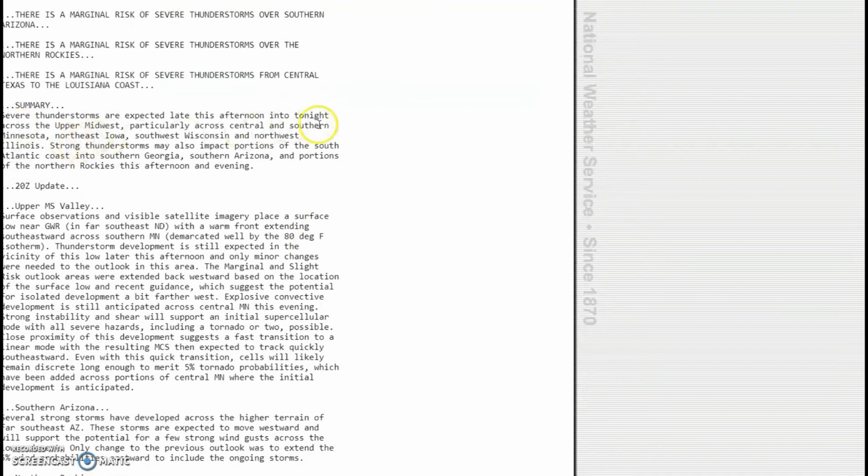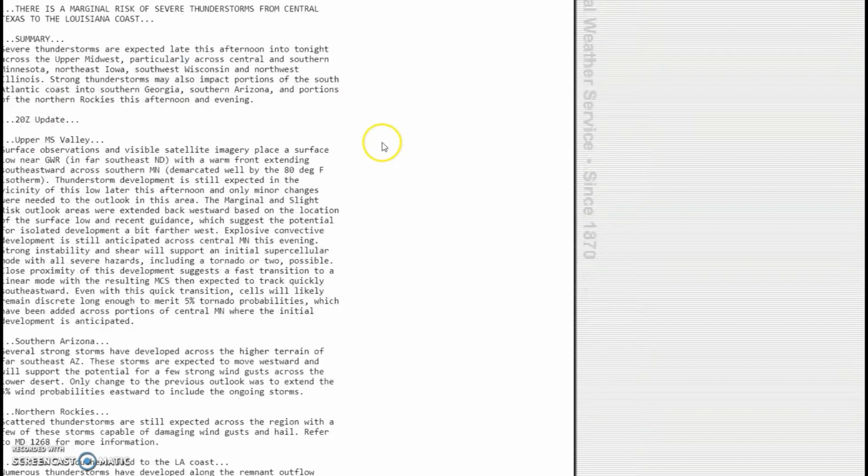Basically, the summary is that the severest thunderstorms are expected late this afternoon into tonight across the upper Midwest, central and southern Minnesota, northeast Iowa, southwest Wisconsin, and northwest Illinois, and they could also impact areas of South Atlantic coast into Georgia, Arizona, and portions of the Rockies.